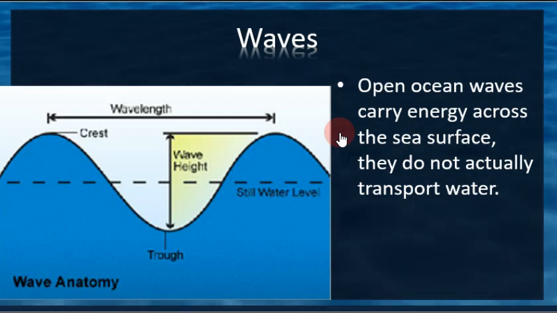So if you've ever been to the coast and you go out past the second sandbar or something like that, you've probably noticed you just bob up and down. You just bob up and down, right? It doesn't really drive you anywhere. There will be something called the tide coming in that will eventually pull you in. But the water itself, the energy is just moving. The water's not, except up and down. All right, so open ocean waves carry energy across the sea surface. They don't actually transport water across the surface.